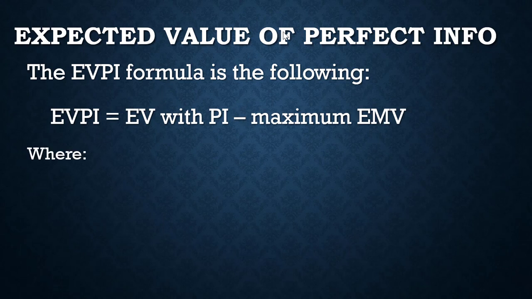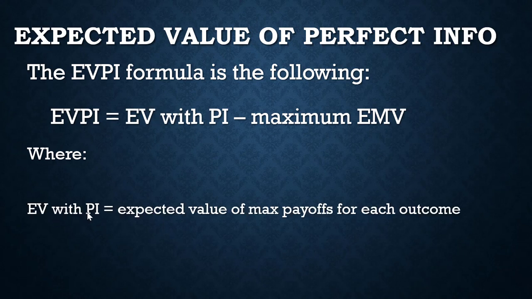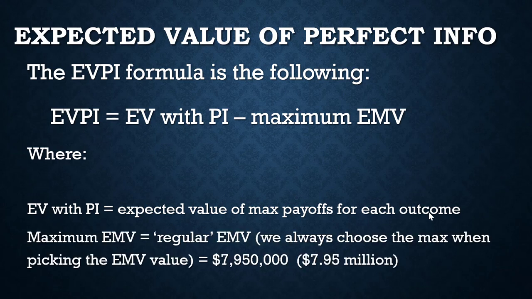So just be so careful. There's "of" and "with" for both the expected value of sample information and the expected value of perfect information. And this EV with PI, that's our expected value with perfect information, which is actually our expected value of all of our max payoffs for each outcome. And again, we're going to calculate that in a minute. And the maximum EMV is just all your regular EMVs, grab the maximum of those, which is what we usually quote as our EMV value anyways.